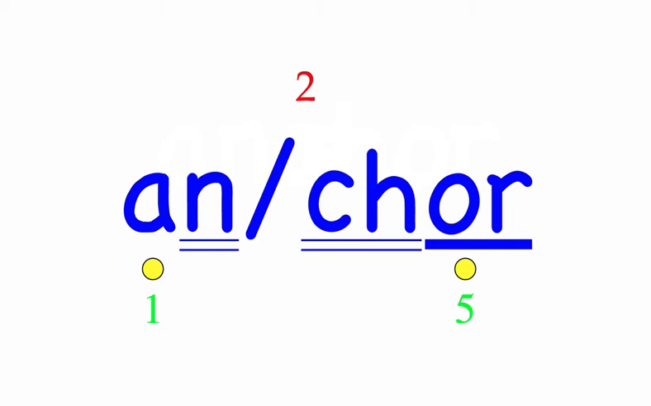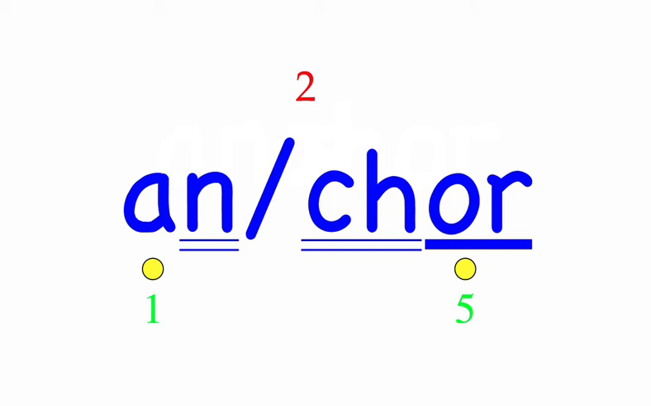Ang-chor. Notice N is representing its second sound because it's followed by the K sound. When N is followed by the sound G or K, it will represent its second sound. And the second sound for CH is the K sound.